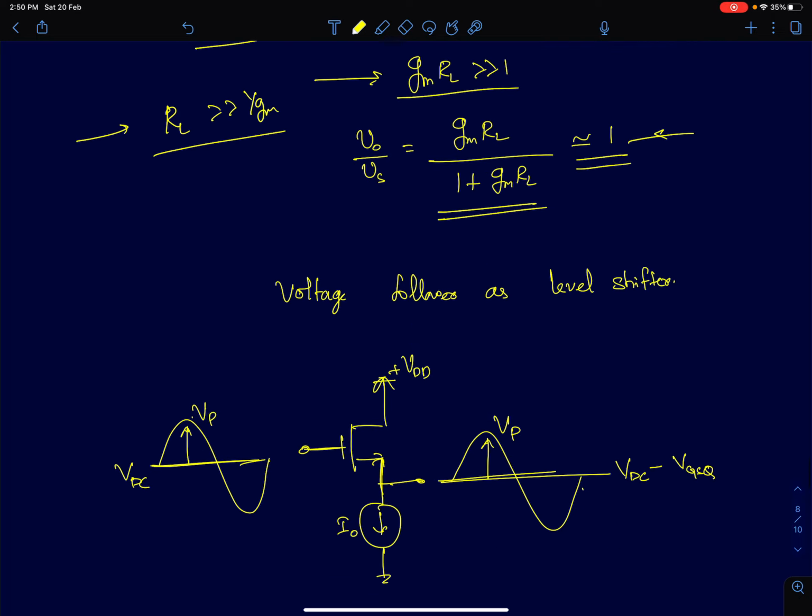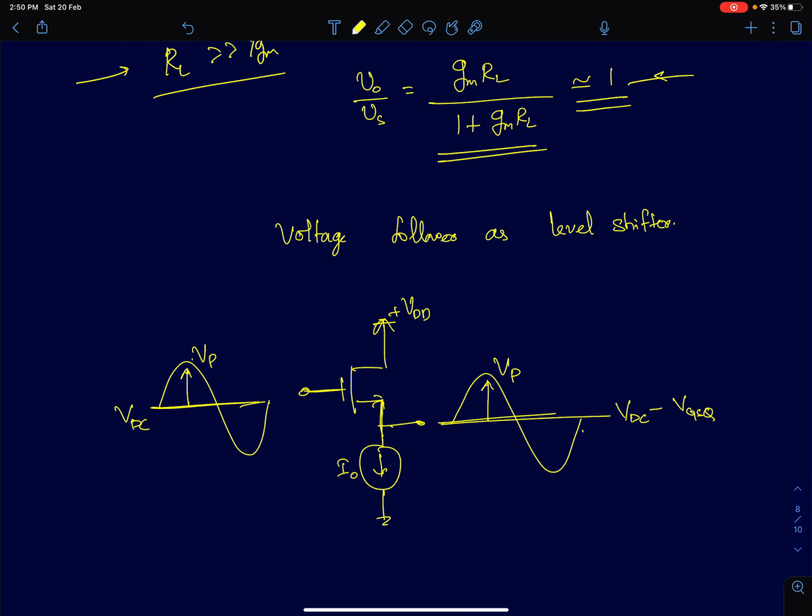Now, finally, we will discuss one application of the voltage follower, which is your common drain amplifier, very commonly used in analog integrated circuits as what we call DC level shifters. So let's say we have an AC signal. Every AC signal will have a DC component, on top of which you will have an AC signal riding.